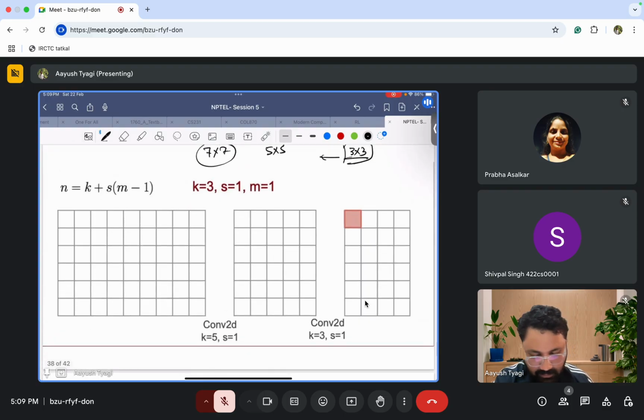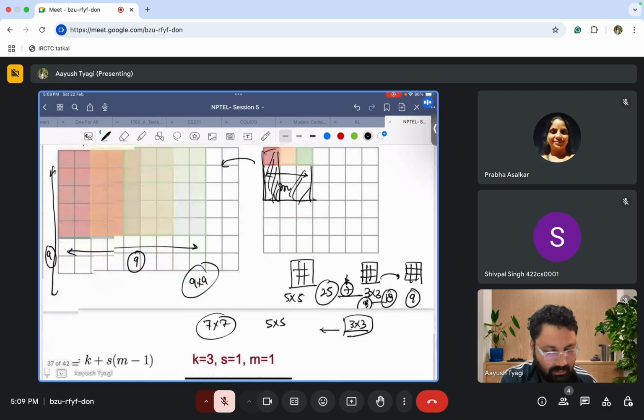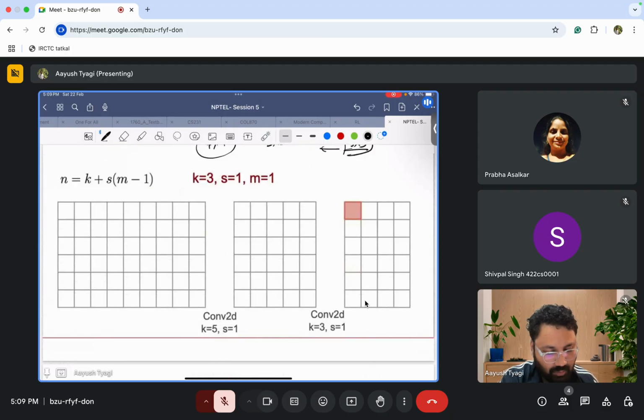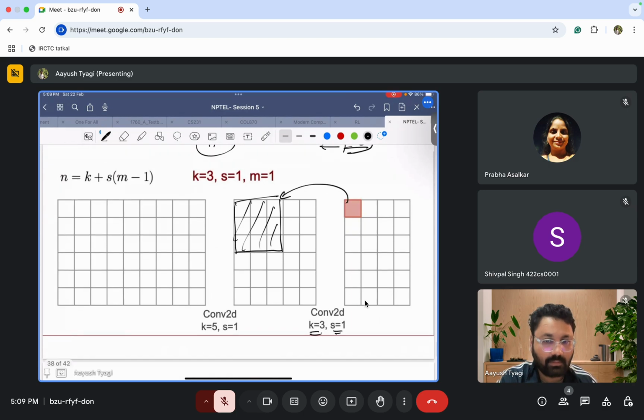Similarly, whatever we have seen is only one layer. If we move the same thing to multiple layers, here it's the output of a 3 cross 3 kernel with a stride of 1, so it will be looking at this region. And what will these values be looking into? It has a kernel size of 5 and a stride of 1, so it will be looking at much bigger values.